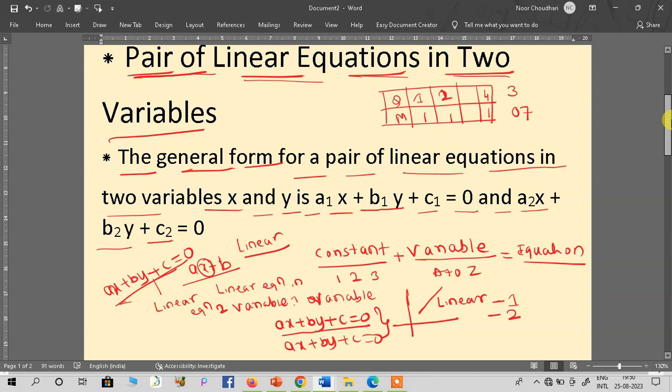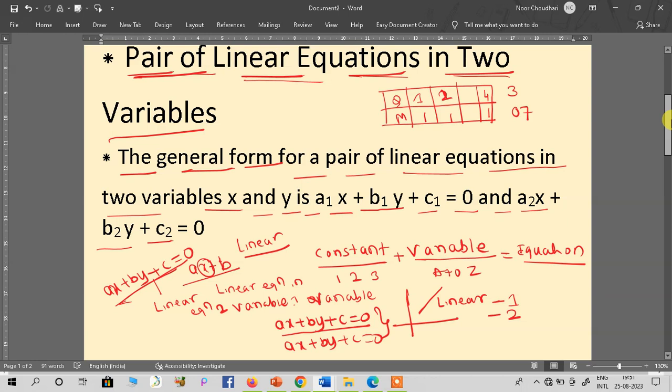So we can take two linear equations, and every linear equation has two variables. So what is the use of this? If we take these two equations, what do we do? In this topic we are discussing how we represent these equations in a graph, and how we solve them by using algebraic methods.